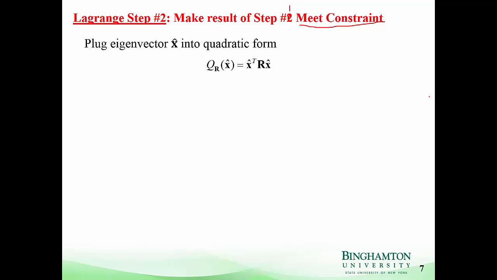So let's plug our solution into the problem. We plug x hat into our quadratic form. So we don't yet know which x hat it is, but we do know that whichever eigenvector it is will have its corresponding eigenvalue. So, and this is because x hat is an eigenvector. I'll fix that also.